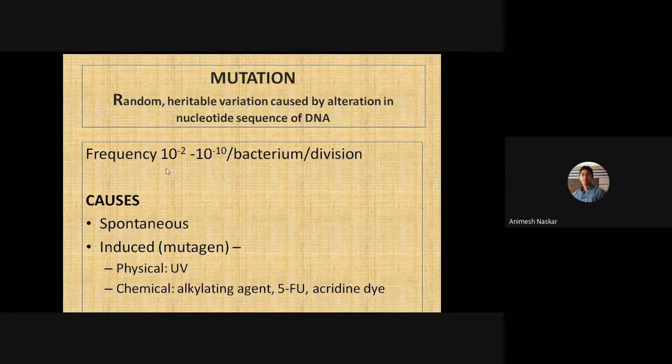The frequency is 10 to the power minus 2 to 10 to the power minus 10. That means 1 by 10 to the power 2. The chance of mutation for any bacterial cell during cell division is that one cell may be mutated per 10 to the power 2 cell divisions. So whenever 100 cell divisions occur, there may be a chance of producing one mutation. Okay.